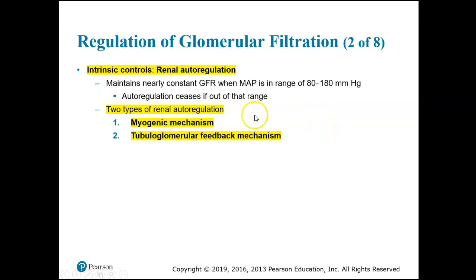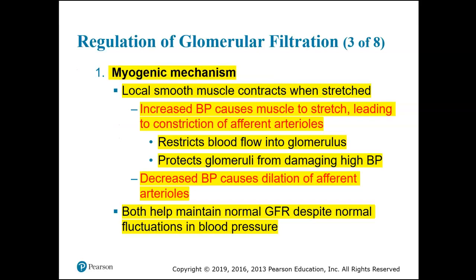So, intrinsic controls of regulating glomerular filtration. The intrinsic controls are called autoregulation, renal autoregulation, and there are two types: the myogenic mechanism and the tubuloglomerular feedback mechanism. So this is how we regulate filtration rate.